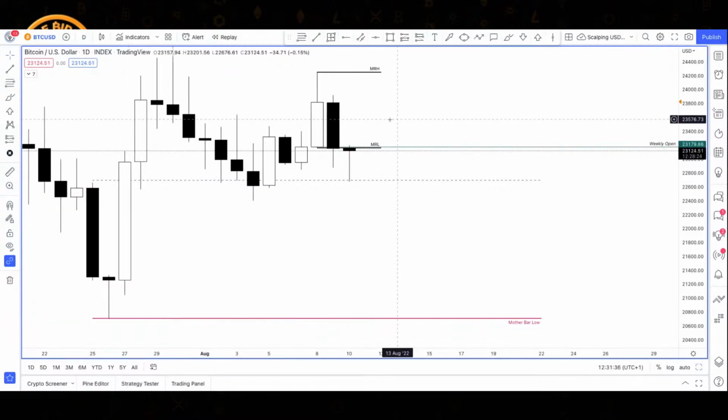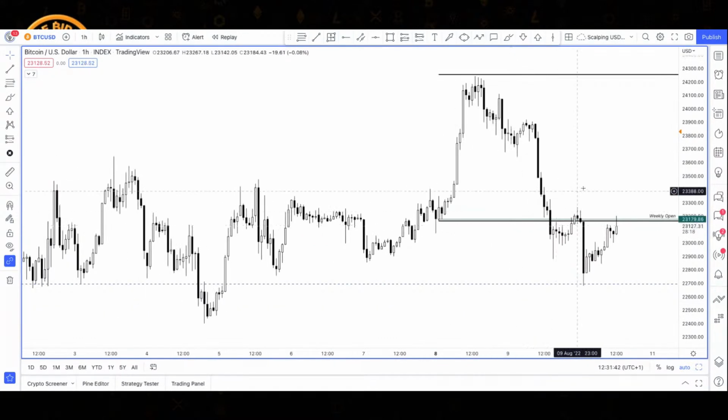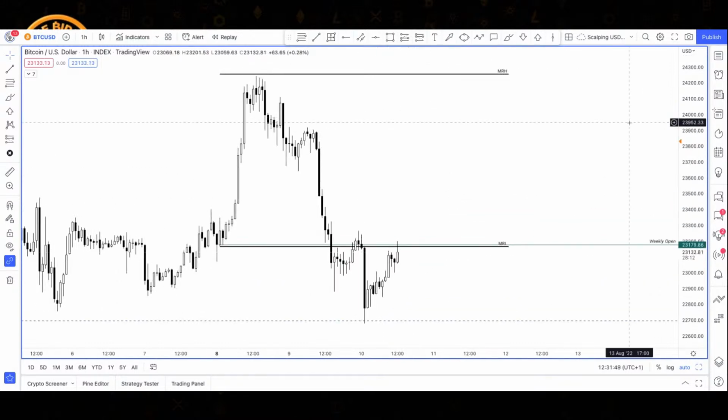So let's look at this now on an hourly time frame. It gives us an idea of how the price action played out. So, we can see as price comes down, it takes out the lows here.